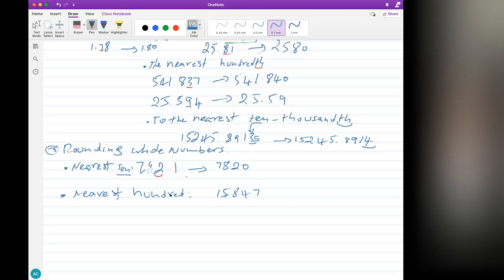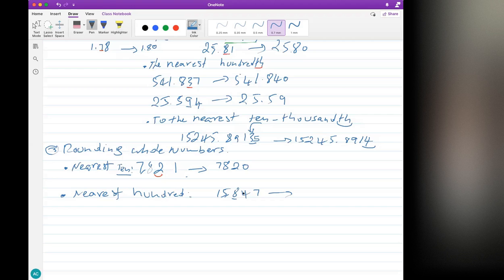What digit is in the hundreds position? That's right. Ones, tens, hundreds. It's 8. Then what do you do after that? Leave it alone. We leave it alone because we look to the right of it. We have 4 here. 4 is not big enough. It has to be at least 5 in order to add 1 here.